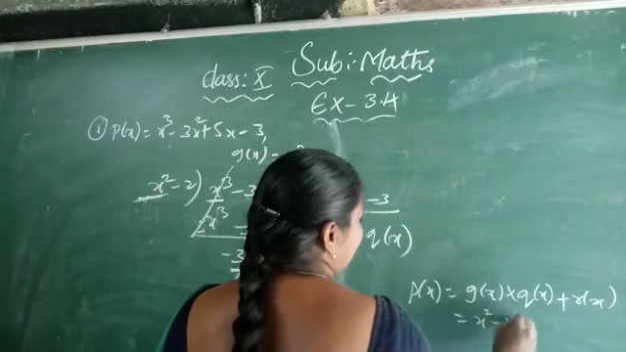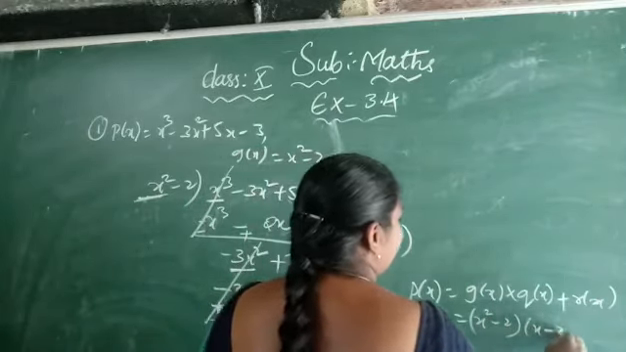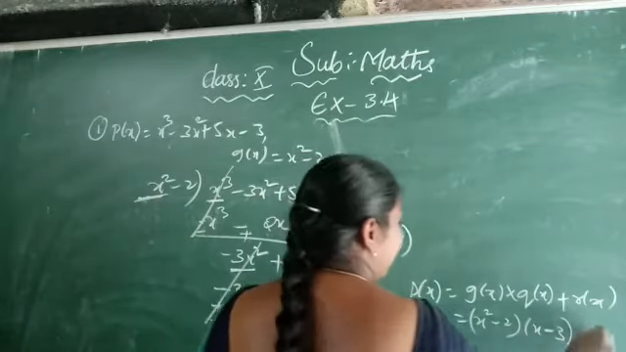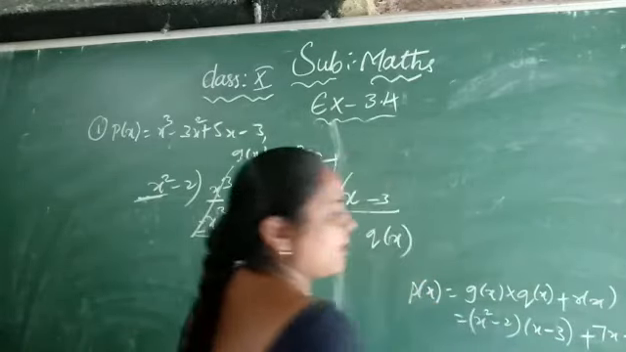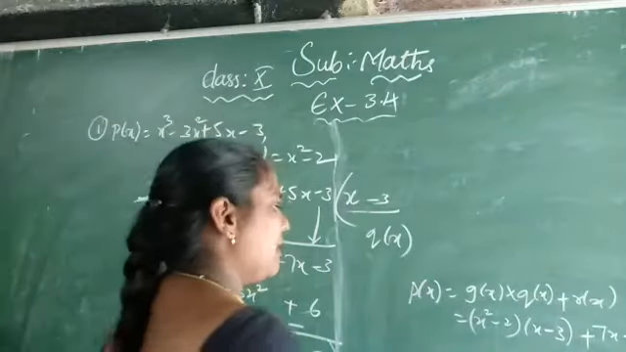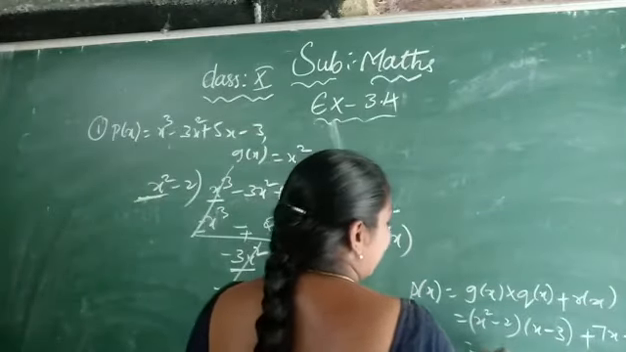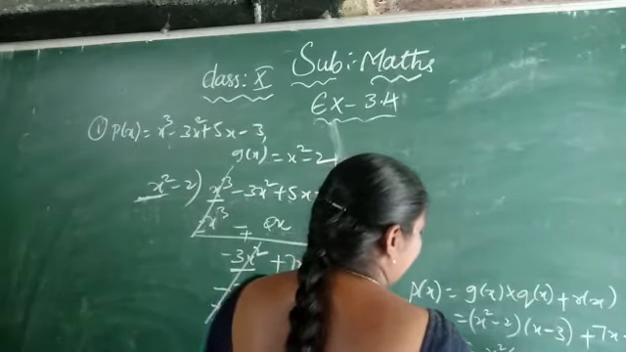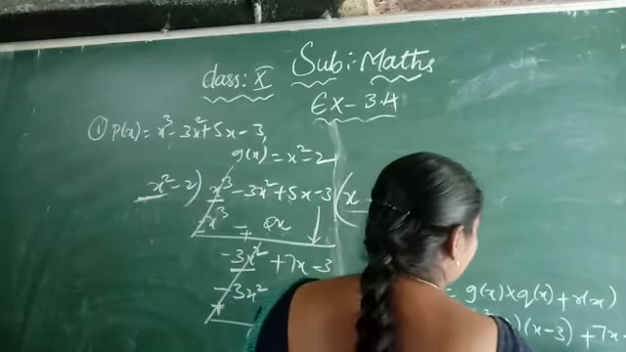Whatever you got, what is g of x here? x square minus 2. What is q of x here? x minus 3. What is r of x here? The remainder, how much did I get? 7x minus 9. Substitute and you can check. x square is multiplied with x minus 3, and minus 2 is multiplied with x minus 3.